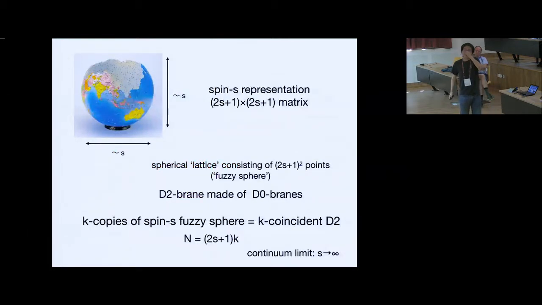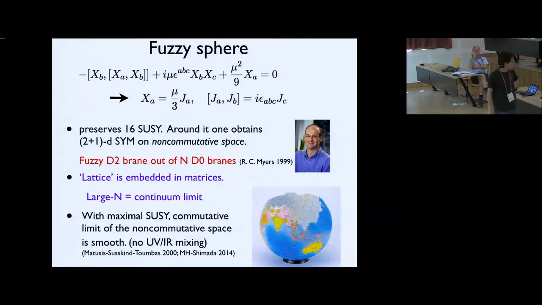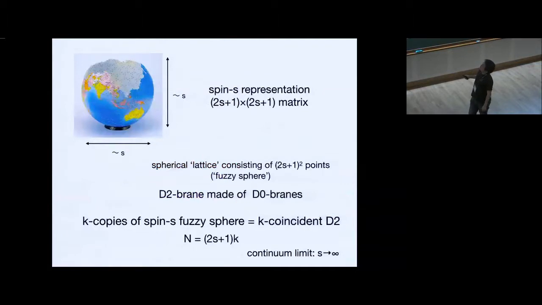Anyways, I said the lattice structure of two dimensions is encoded in the two-dimensional theory. But in general, the equation of motion just has to satisfy this commutation relation. And you can take any representation of the SU2 algebra. It can be reducible or irreducible or whatever. And if you take the spin S representation, the spin S representation is a (2S+1) by (2S+1) matrix. And then, intuitively, you can make a spherical lattice consisting of this many points.